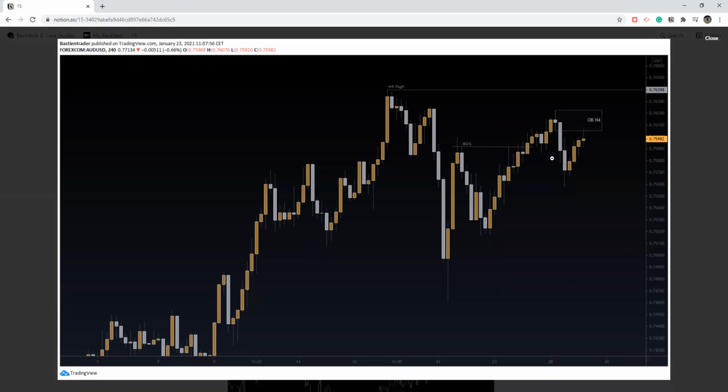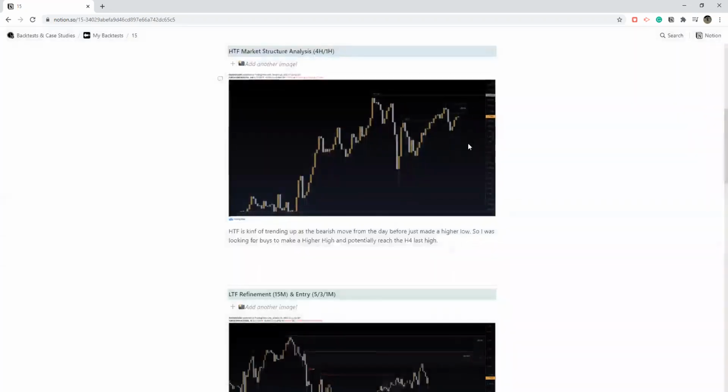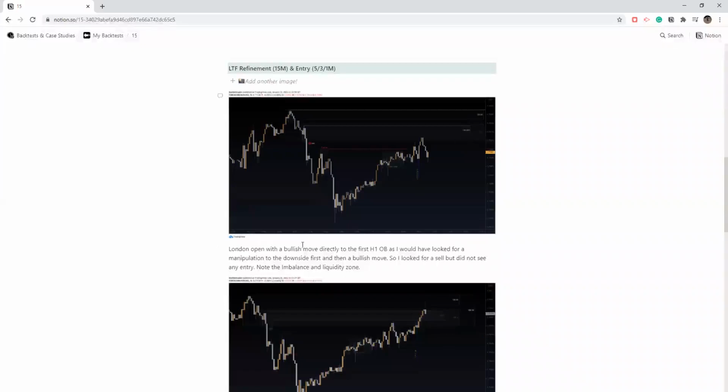So the market pushed lower and actually broke structure right there, the most recent structure, and is currently retracing back into a new 4-hourly OB that got reached exactly on the next day. So that is really nice to see. Then we have London Open with a bullish move directly into the 4H OB.